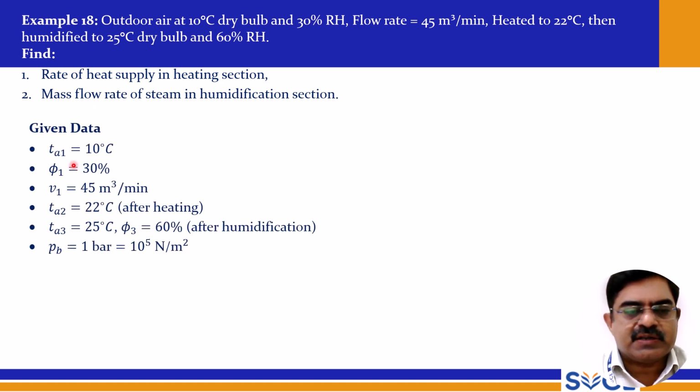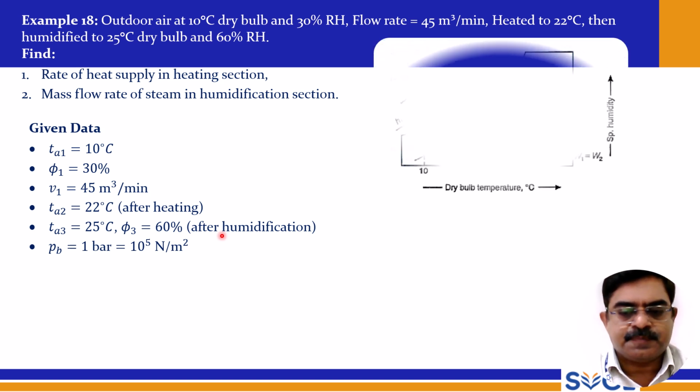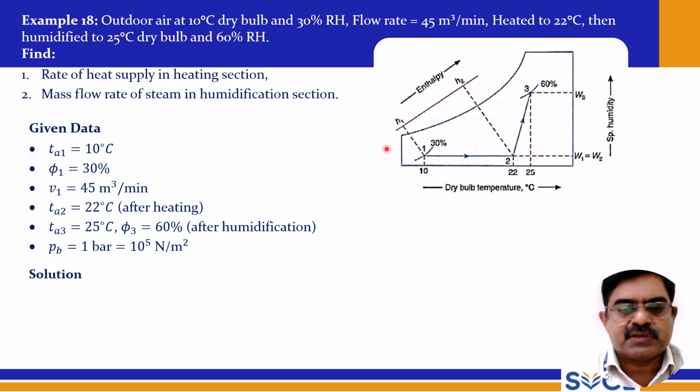So given data is Ta1 equal to 10 degrees Celsius, phi equal to 30%, V1 equal to 45 meter cube per minute, Ta2 equal to 22 degrees Celsius after heating, Ta3 equal to 25 degrees Celsius, phi equal to 60% after humidification, Pb equal to 1 bar, so that is 10 to the power of 5 Newton per meter square. And this is the process.